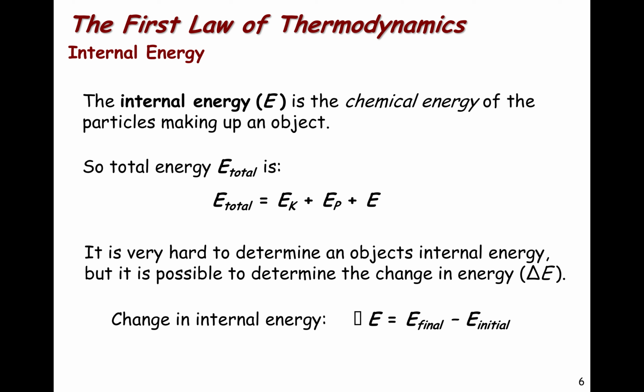So it turns out that we also can talk about any kind of changes in the internal energy, and this is given the symbol of the Greek letter delta and then E. So delta is always a final situation minus an initial, so to determine the change in energy, we would take the final energy that we have and subtract out the initial energy for the system.